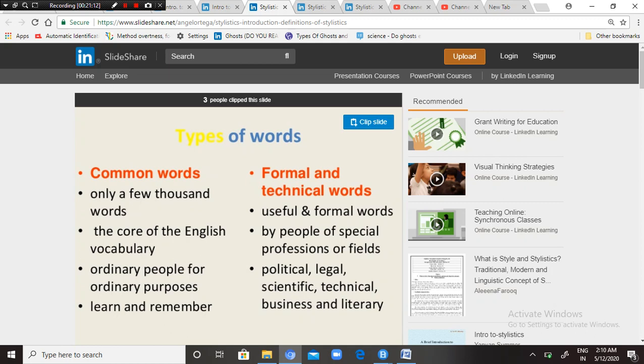Formal and technical words are useful formal words used by people of a special profession or field: political, legal, scientific, technical, business and literary. These are the examples, these are the explanation of common words and of formal and technical words.